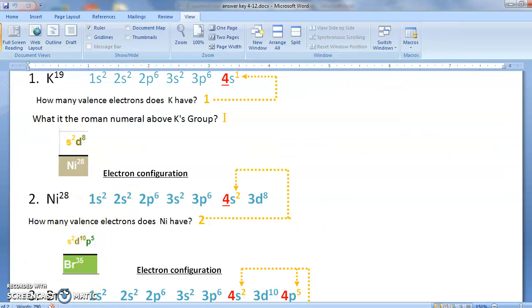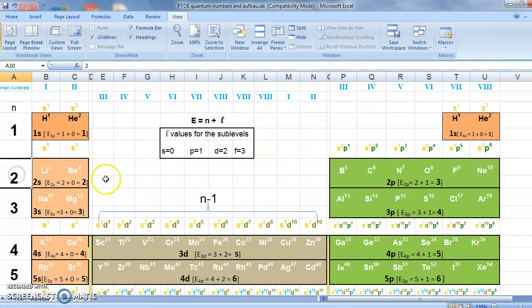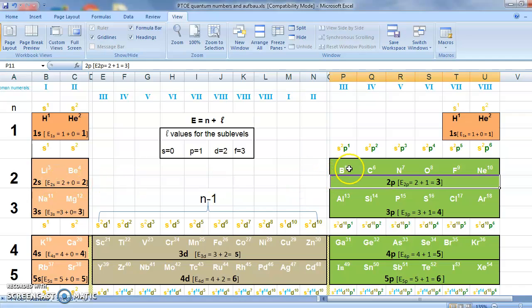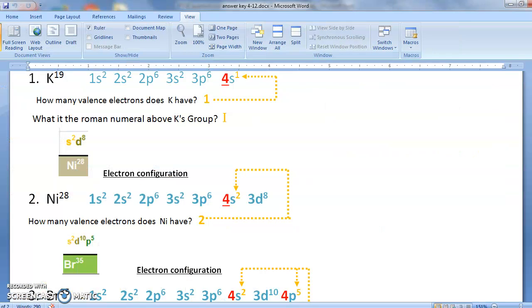So I write 2s2. I can continue over on the second row of the periodic table of elements, and I come to the 2p. See, it says right in there, 2p. 1, 2, 3, 4, 5, 6 elements are in the 2p. There they are, 2p6. I'm finished with that row.